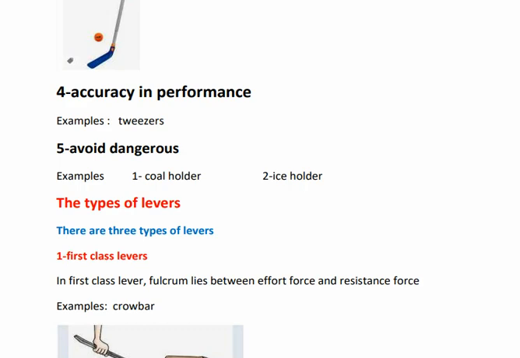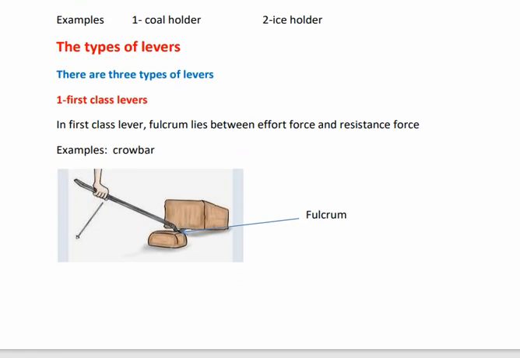Number 1, the first class lever. In the first class lever, the fulcrum lies between the effort force and the resistance force. Example, crowbar. Look at this example. Fulcrum is in the middle, and here is the rock which we want to move. This place represents the resistance force, and here is the effort force.